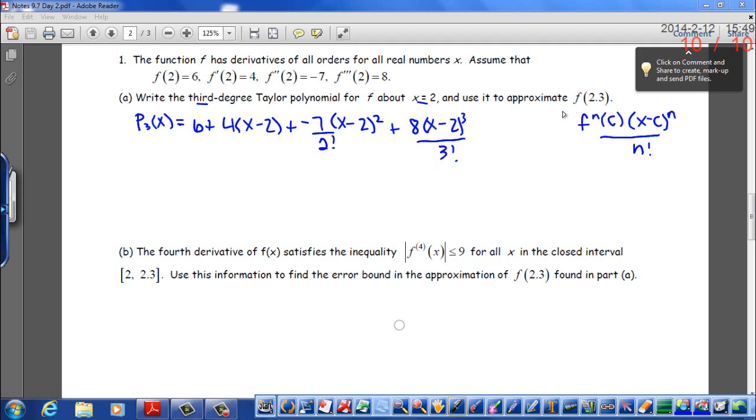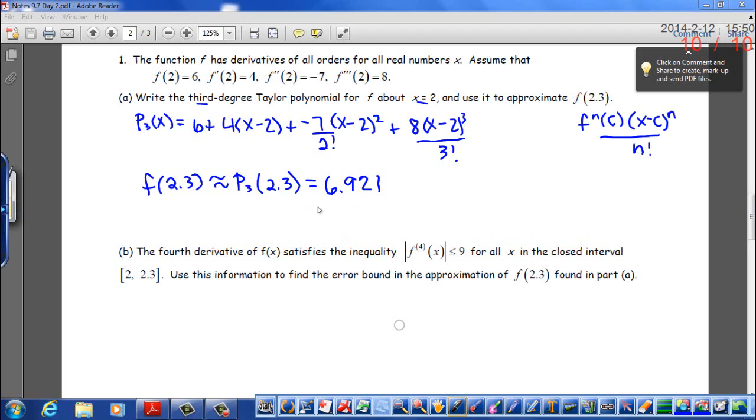Now, if I want to use it to approximate f of 2.3, then f of 2.3 is approximately P3 of 2.3. Do not write that f of 2.3 equals whatever we get for this decimal right here. Now, P3 of 2.3 is just P of x evaluated at x equals 2.3. And if you type that into your calculator, you get 6.921. To save time, I'm just going to tell you that.